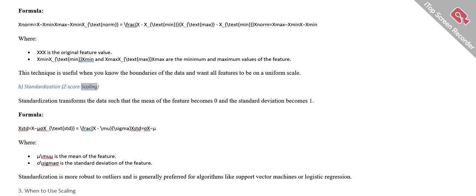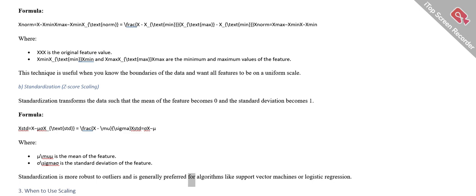B. Standardization, z-score scaling. Standardization transforms the data such that the mean of the feature becomes 0 and the standard deviation becomes 1. Formula: x_std = (x - μ) / σ, where μ is the mean of the feature, and σ is the standard deviation of the feature.